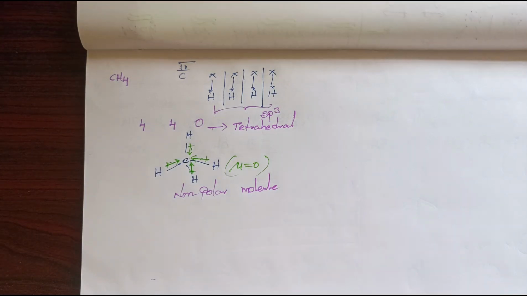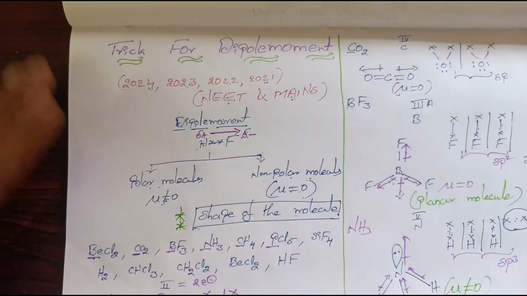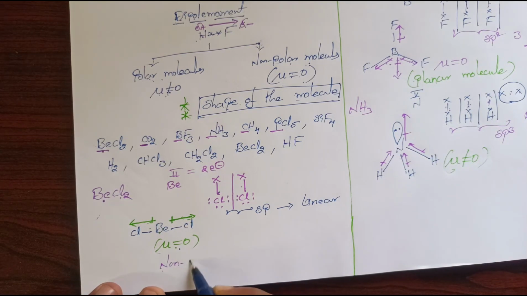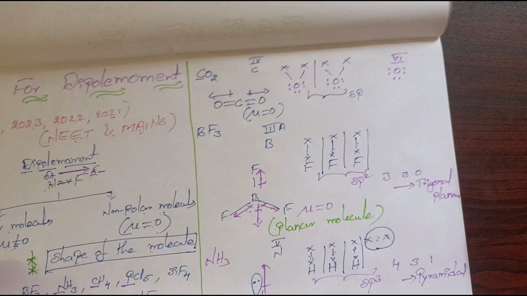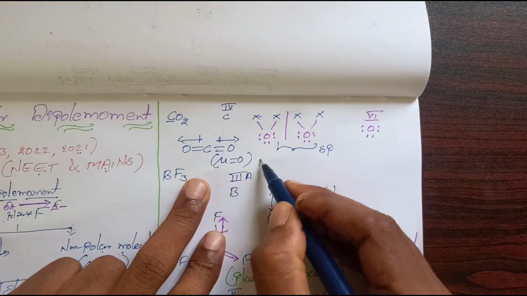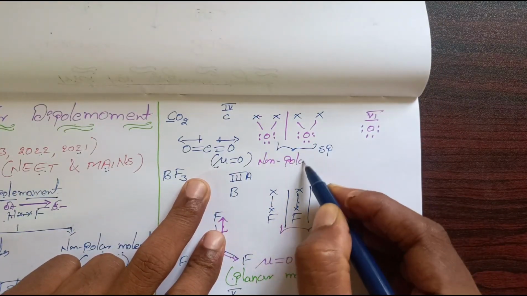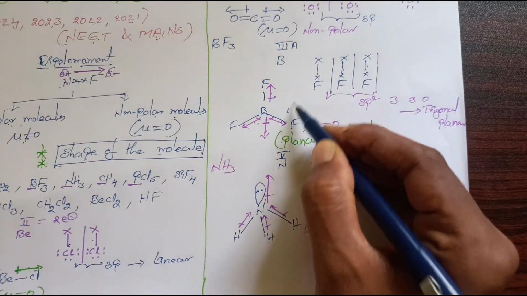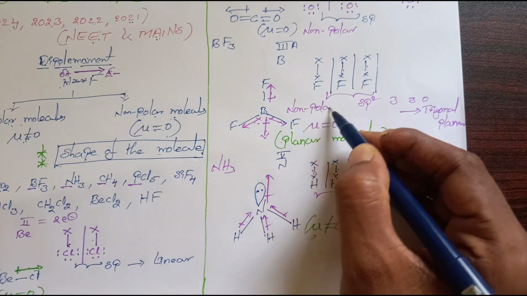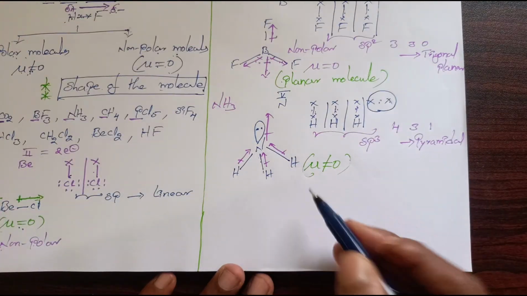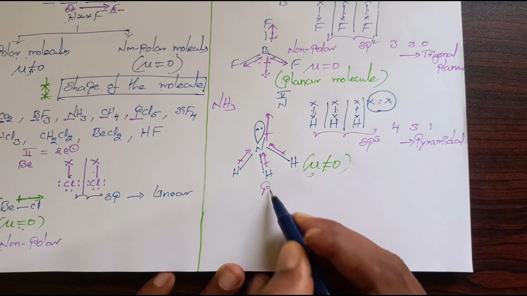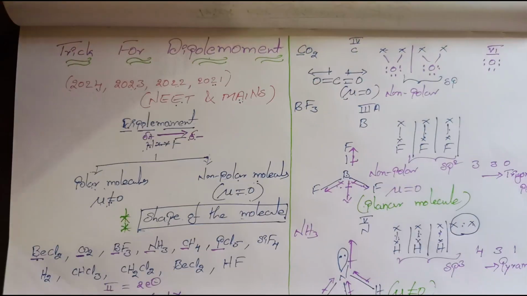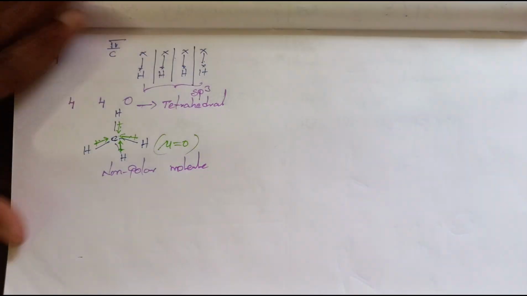Before examples, if you are observing BeCl2, dipole moment 0, it is non-polar. Next, CO2, dipole moment equal to 0, it is non-polar. Boron trifluoride, dipole moment equal to 0, it is non-polar molecule. Now here ammonia, dipole moment not equal to 0, it is polar molecule. So shapes of the molecules are the deciding factors. The molecule is a polar molecule or non-polar molecule.